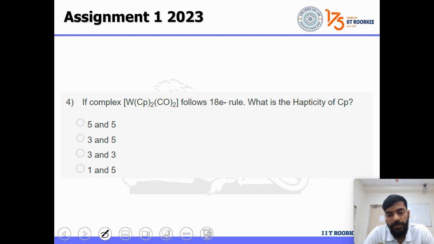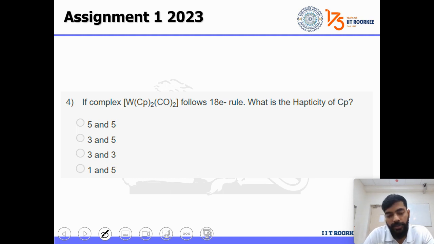In the complex of tungsten, it follows the 18 electron rule. What is the hapticity of this Cp in this complex? Okay, 8 shared by 2 Cps, that means one Cp will be contributing 3 electrons and another Cp will be contributing 5 electrons. So it is 3 and 5. The option will be second. They cannot equally share.